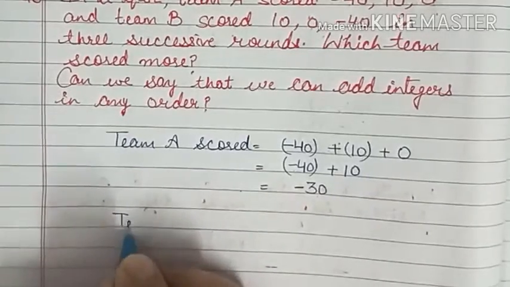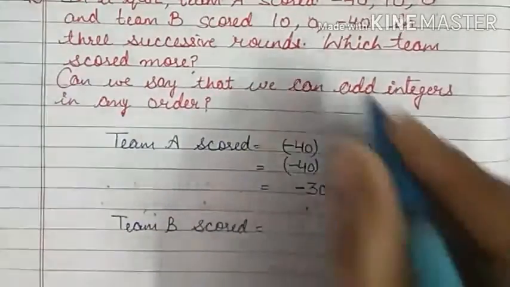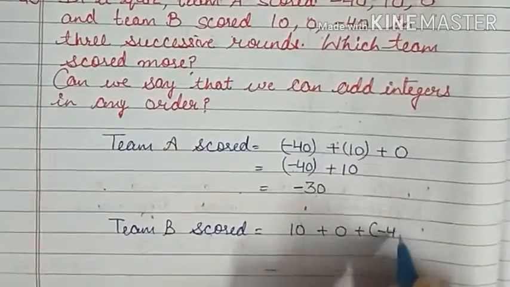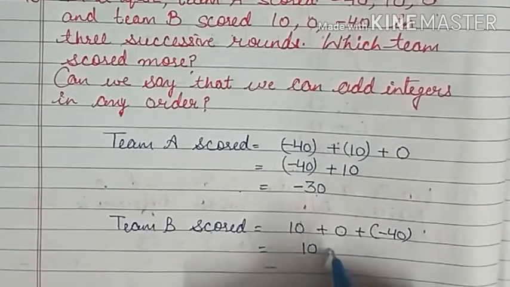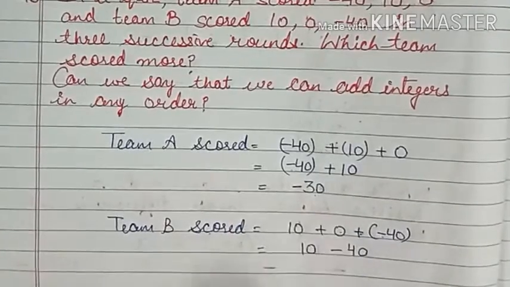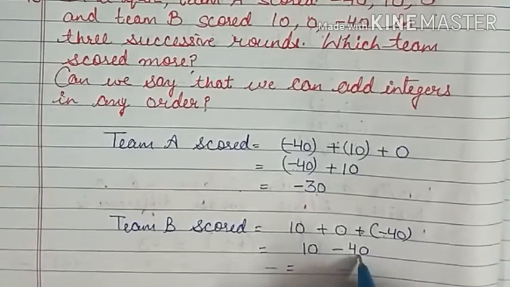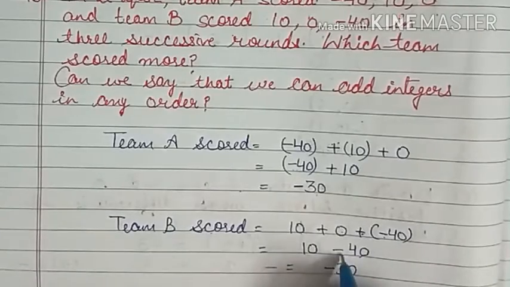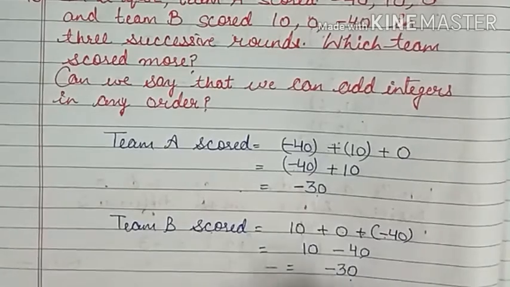Same way team B scored, that is 10 plus 0 plus -40. So 10 plus 0 is 10, plus minus is minus, so 10 minus 40. So 10 is positive here, 40 is negative, so we do subtraction and take the sign of the larger integer. 40 is larger, so we will put a minus sign. So team B scored also -30.